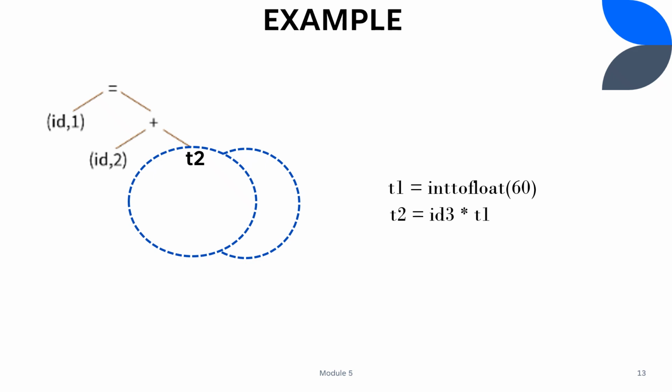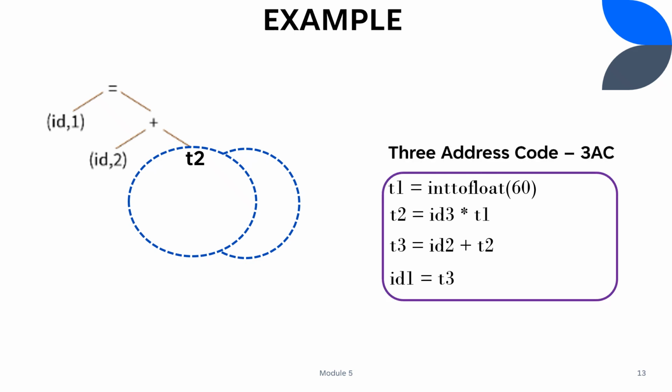Now if I want to get my intermediate code, my answer will be t3 = id2 + t2. Again, this expression on my tree will be replaced by t3, and I will write id1 = t3. So this is how an intermediate code is generated, which is also referred to as 3-address code.